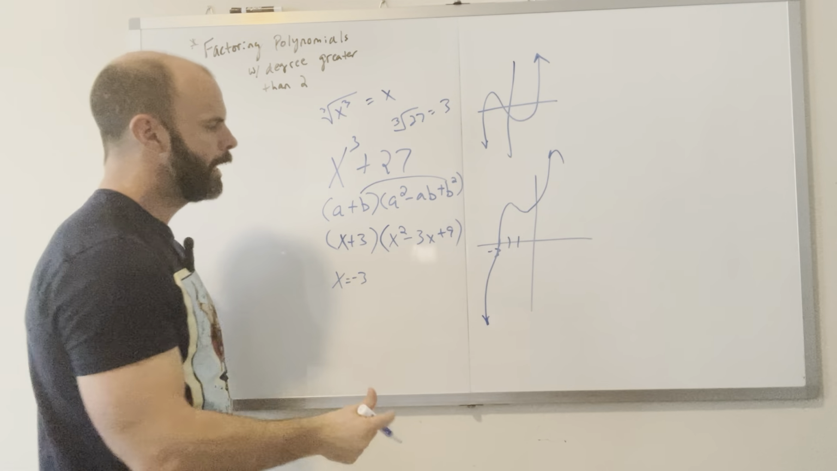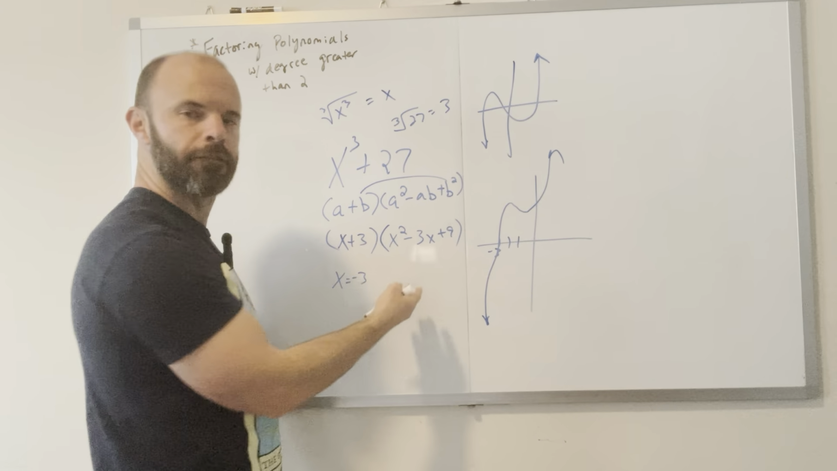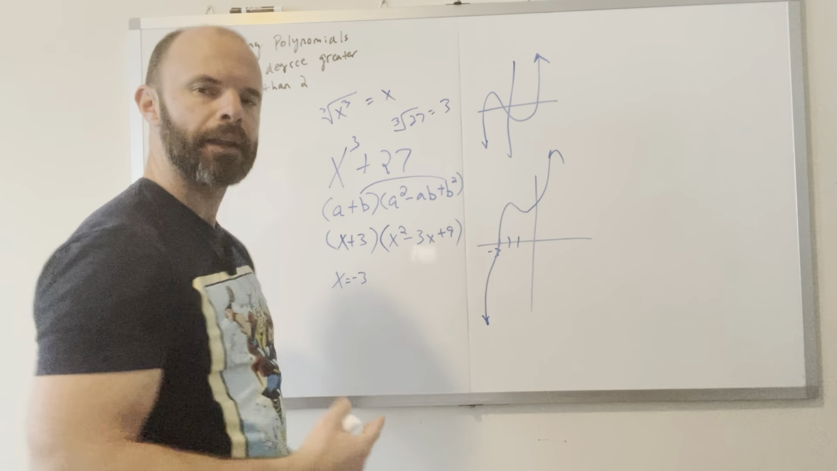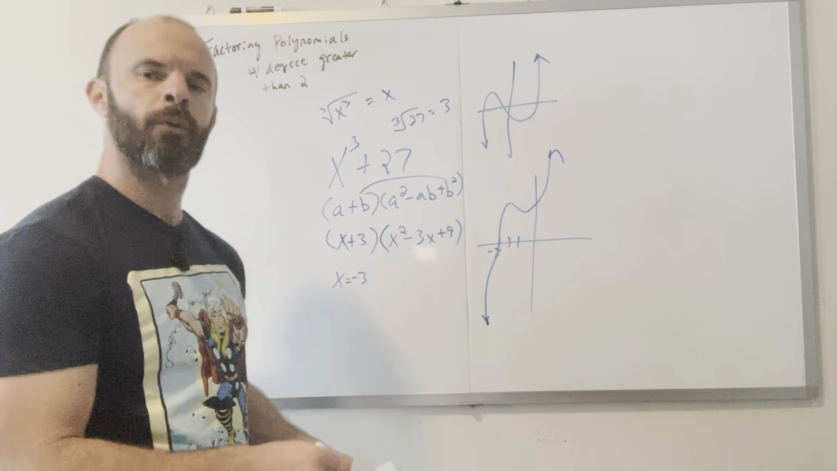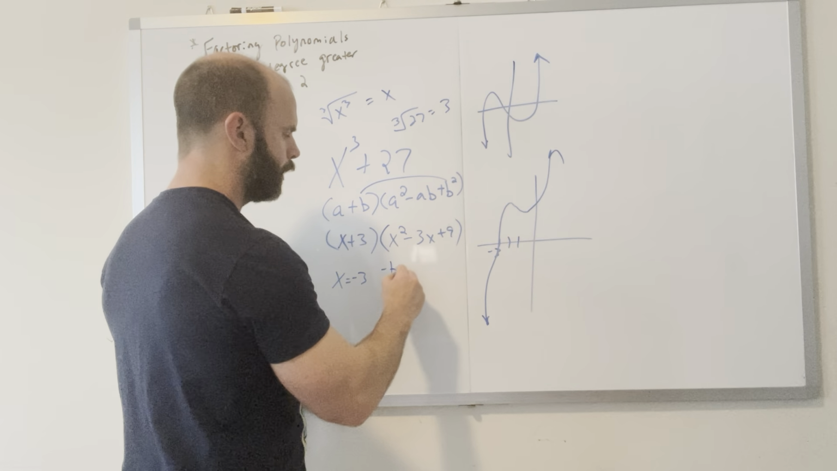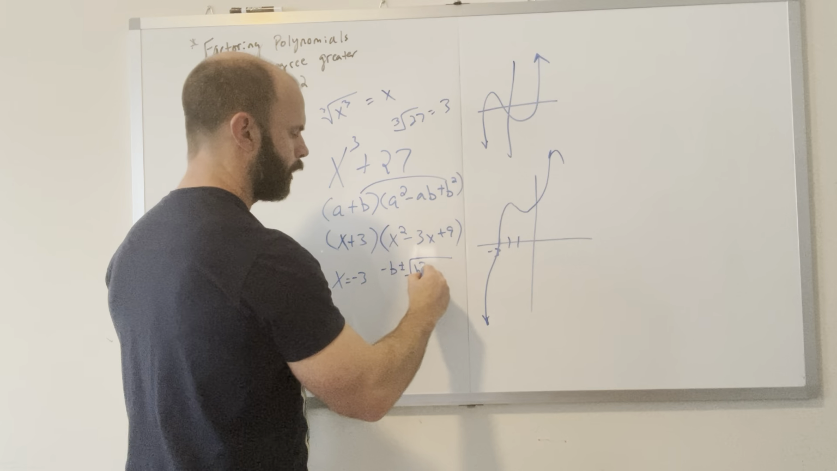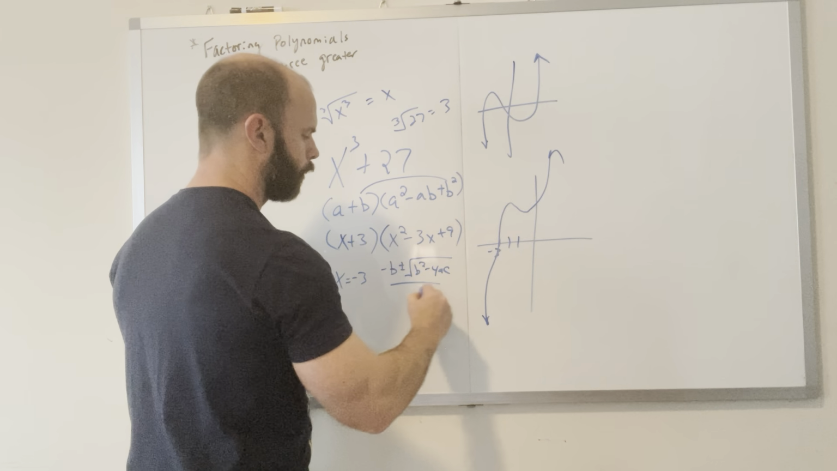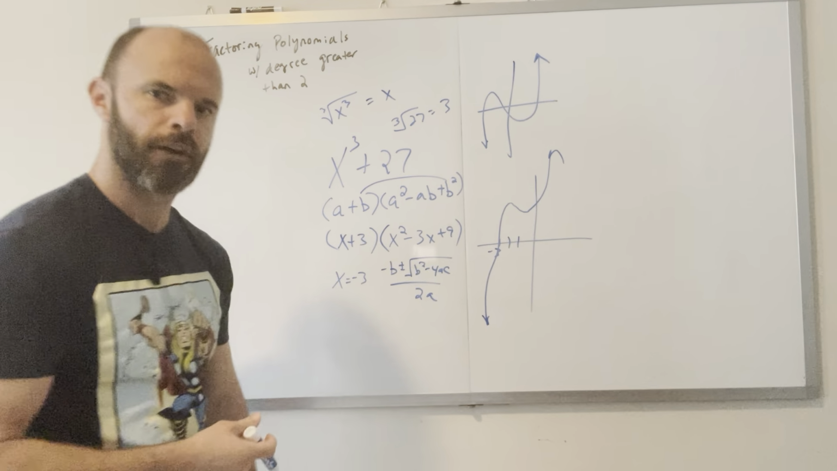So what's happening is I need a trick for this. Now, some of you will learn how to complete the square, which we'll do a video on. Others, you're going to have to use negative b plus or minus the square root of b squared minus 4ac, all over 2a, and actually find it.